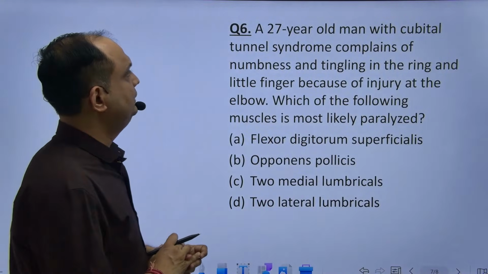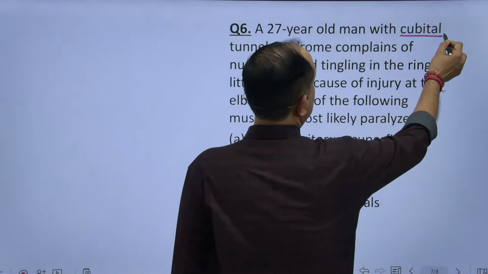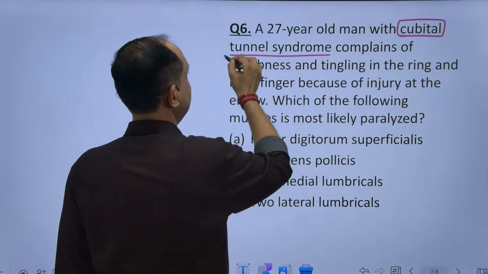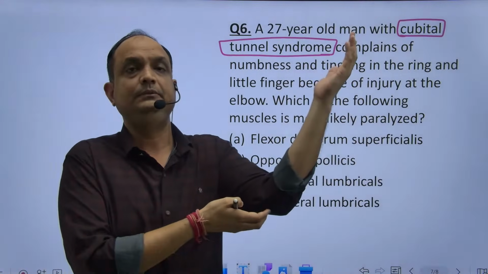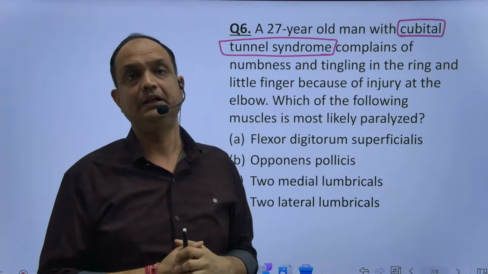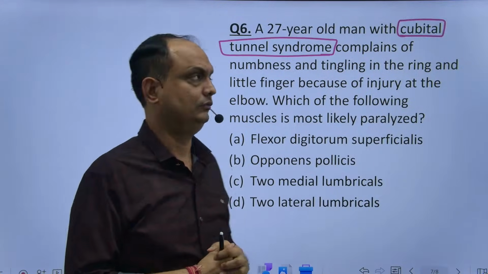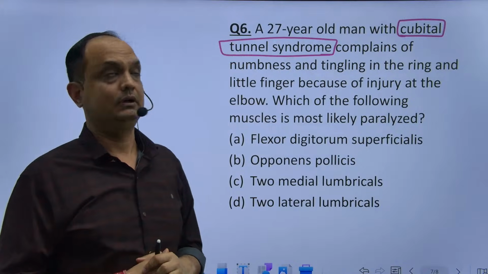A 27-year-old man with cubital tunnel. Now see, the word itself specifies the nerve injury. Now where is the cubital tunnel? Cubital tunnel is seen behind the medial epicondyle of humerus, and here the nerve is the ulnar nerve. So we are dealing with a question related to ulnar nerve compression.